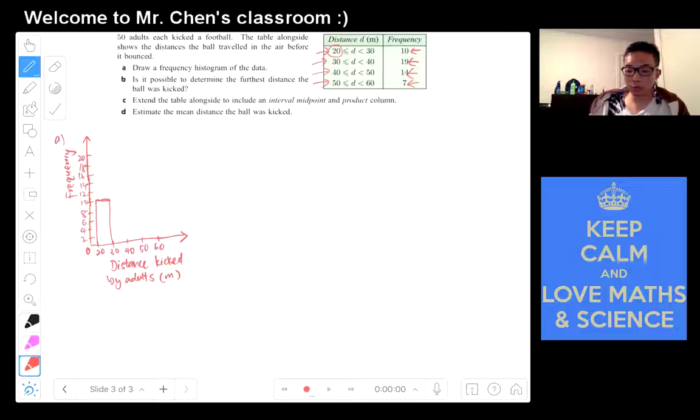Okay, please use a ruler. The fact that I'm drawing on iPad made it pretty hard to use a ruler. However, you will definitely have to use a ruler. Between 30 to 40 is 19. Okay, so 19 is right in between 18 and 20. And 40 to 50 we have 14 here, and 50 to 60 we have 7. So there you go.